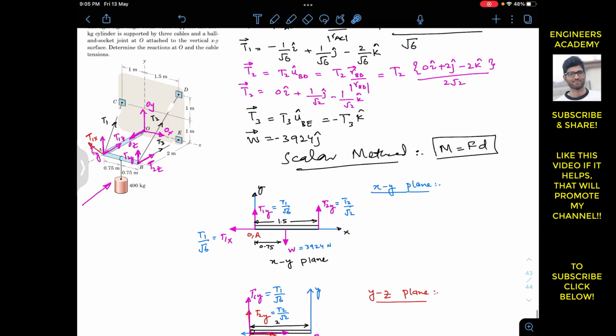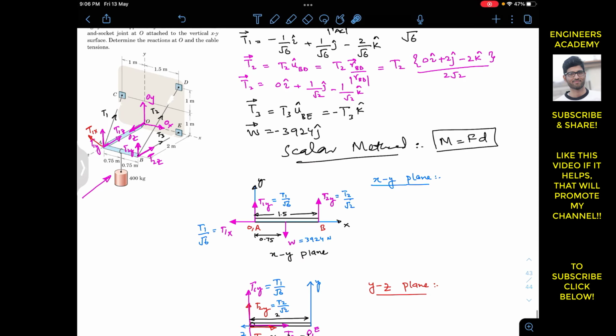Now if we draw the xy plane from this direction, we will be able to see this AB part of the boom. This end is B, and this end is O and A, since A is visible and O, they will overlap each other, and this length is 1.5. In the xy plane we will be able to see this T2y, while T2z will not be visible. And T1y is visible. This T1y is the component along the y, and T1x is visible. The z component is not visible, since in the xy plane the z axis is out of the screen. So this is our xy plane projection.